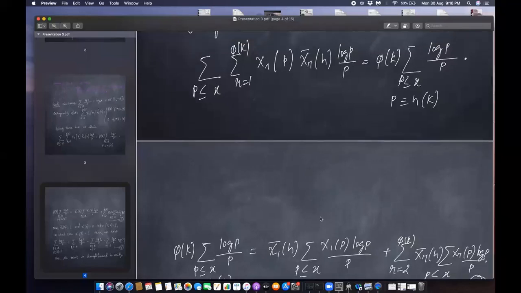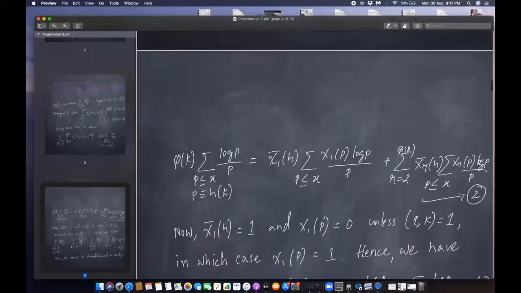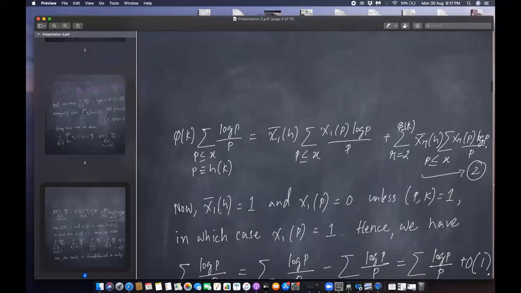And okay, so here the sum remains like this, and then we have chi 1 of p log p by p, and the second sum will start from r equal to 2 to phi of k. It is well known that chi 1 of h is equal to 1 because h is co-prime to k. And we have that chi 1 of p equals 0 unless p and k are co-prime, in which case chi 1 of p equals 1. So hence we have that.